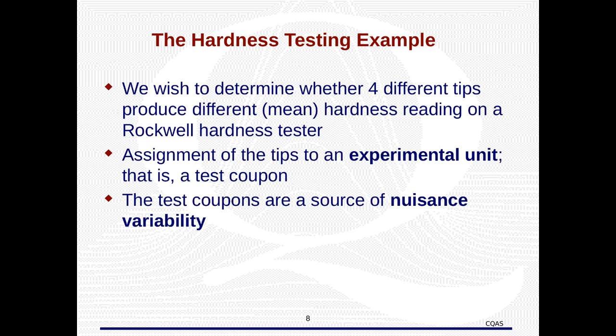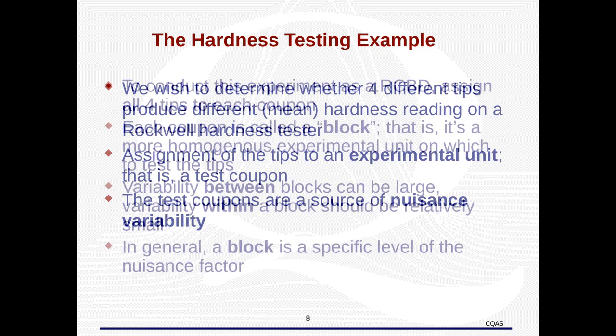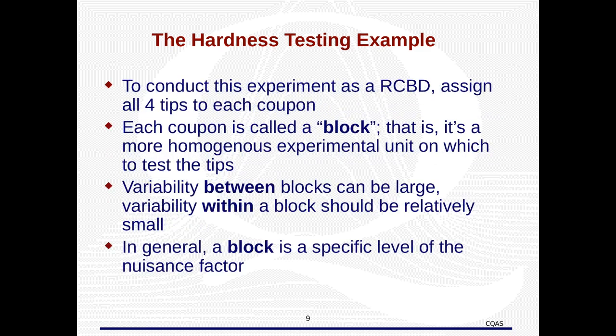However, the coupons themselves represent a significant source of nuisance variability. Different coupons may have inherent differences in their material properties that affect hardness readings, independent of which tip we use. This is precisely the type of systematic variation that blocking helps us control. Rather than treating coupon differences as random noise, we can structure our experiment to account for this variation explicitly through the block design framework.